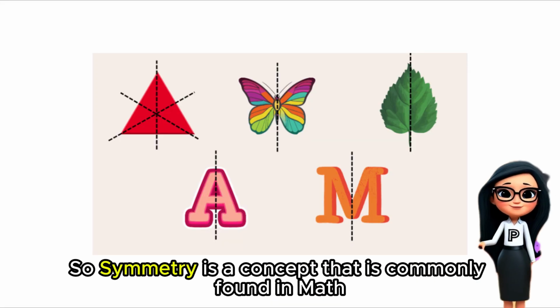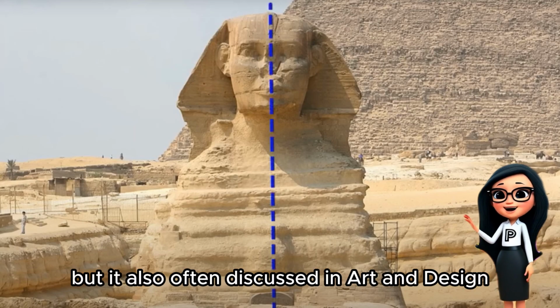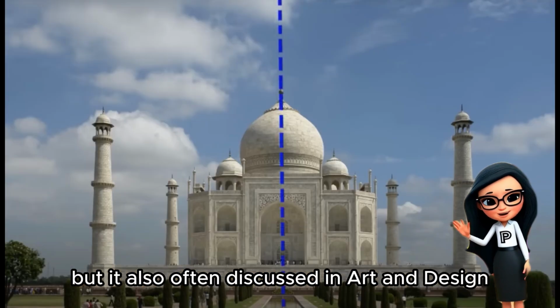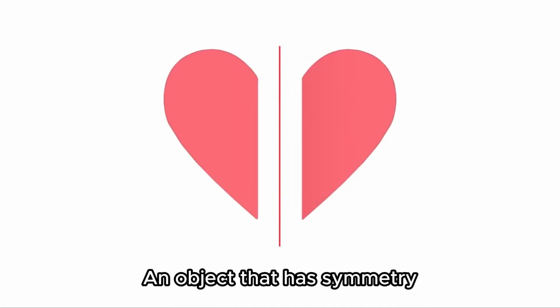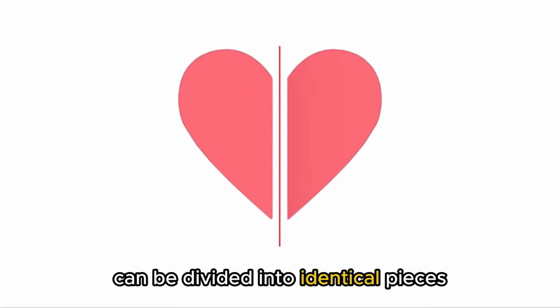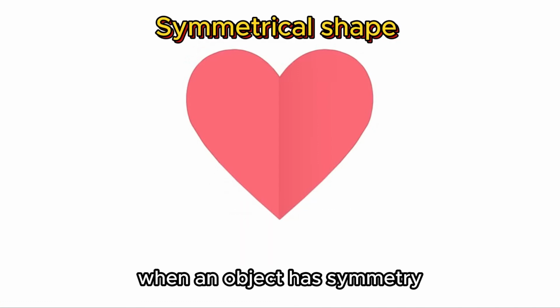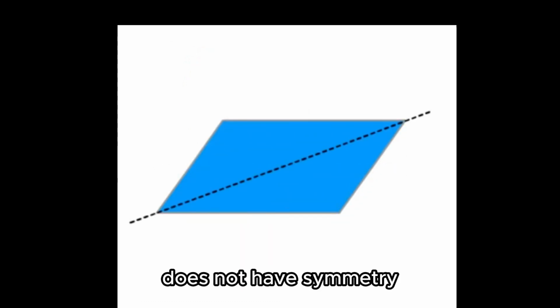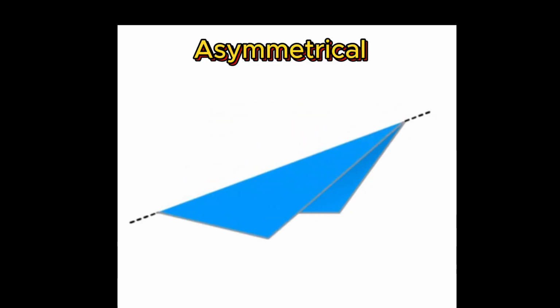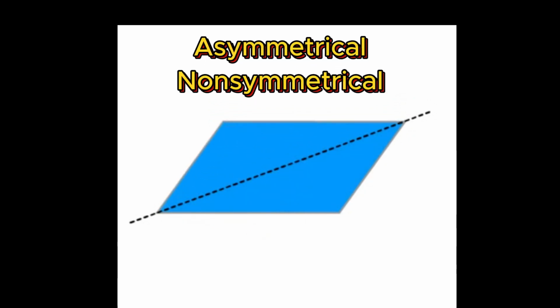So, symmetry is a concept that is commonly found in math, especially geometry, but it is also often discussed in art and design. An object that has symmetry can be divided into identical pieces. When an object has symmetry, we say that it is symmetrical. When an object does not have symmetry, we say that it is asymmetrical, or non-symmetrical.